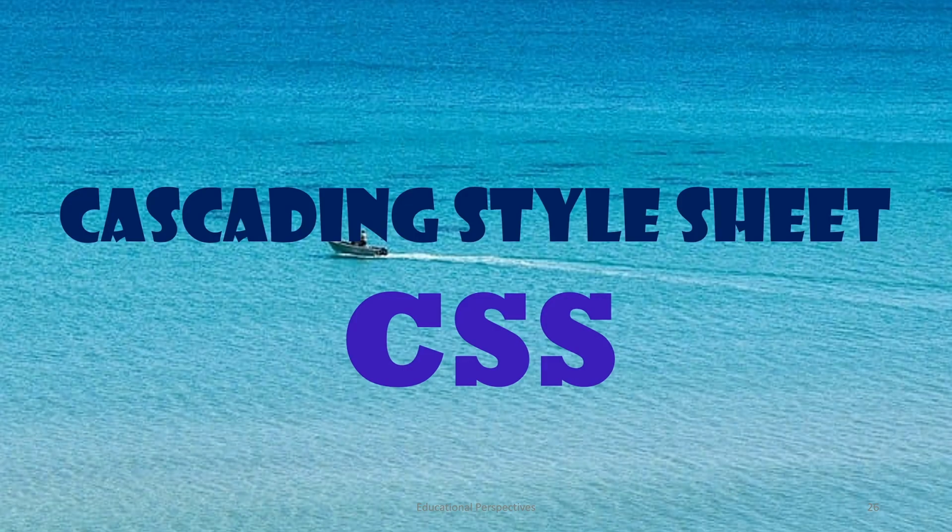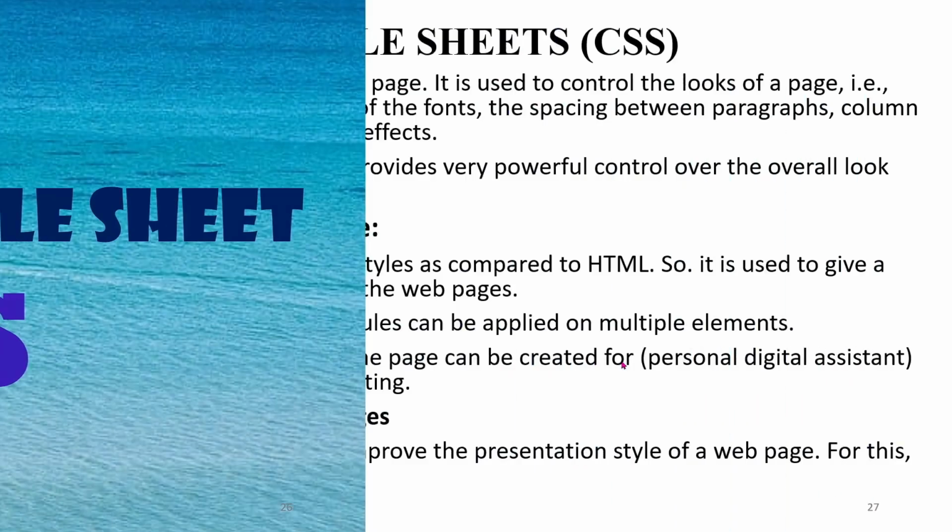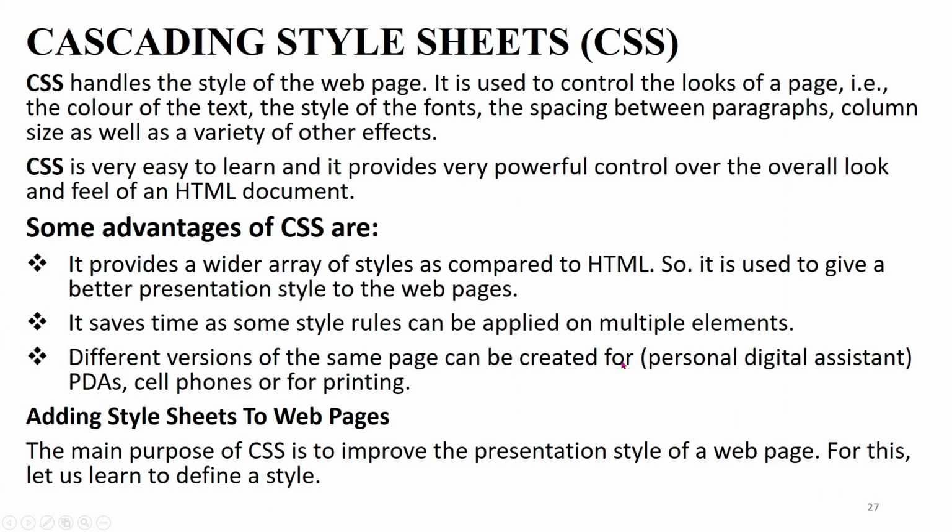Now we come to our next topic of the chapter, which is cascading style sheets, CSS. Cascading style sheets handle the style of the web page. It is used to control the looks of a page, that is, the color of the page, the style of the fonts, the spacing between the paragraphs, column size, as well as a variety of other effects.